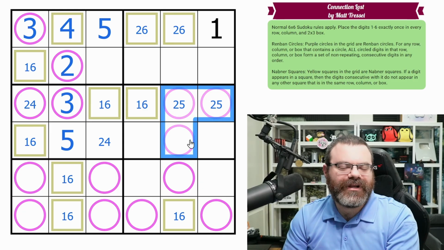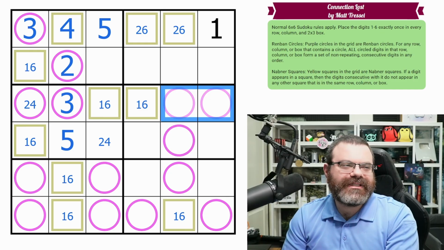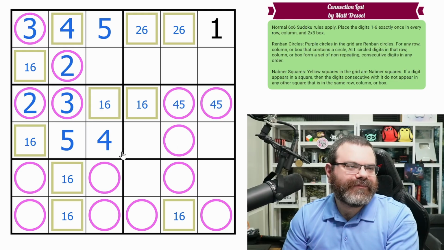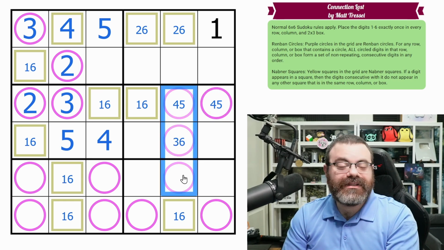It just doesn't work. This is one Renban. So this definitely has the 4 in it, which makes this a 2. So this is 4, 5. So that's our 4. This is flowing pretty nicely. So this is either 3 or 6. I don't know which one for this Renban. This is also a Renban.